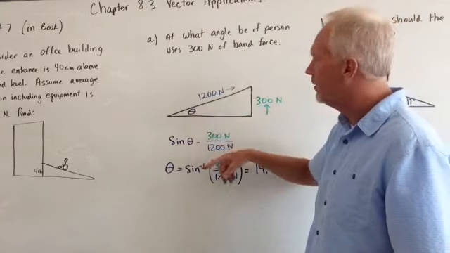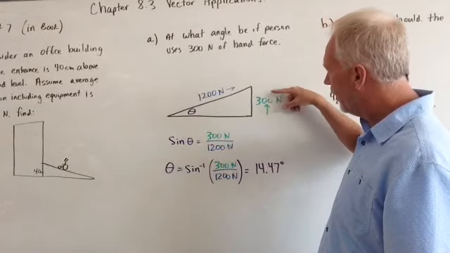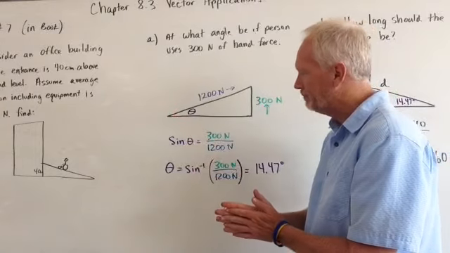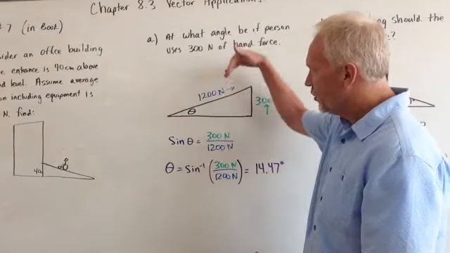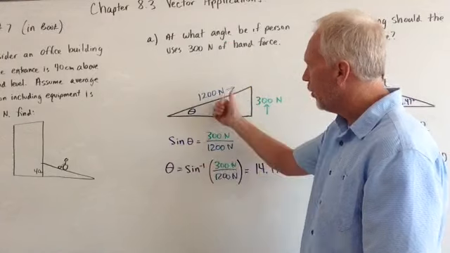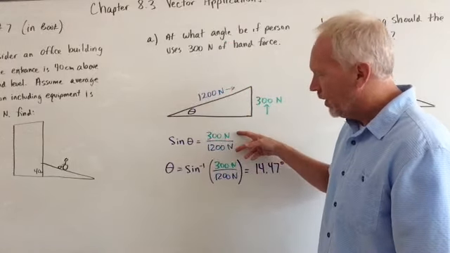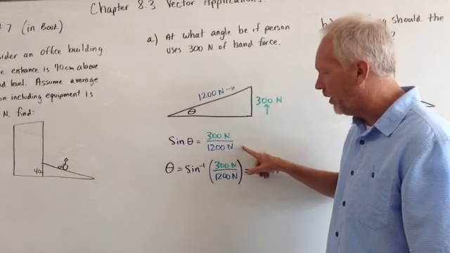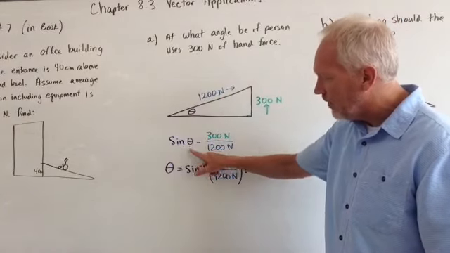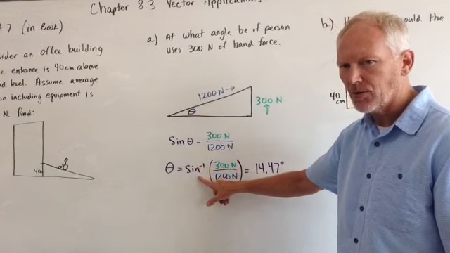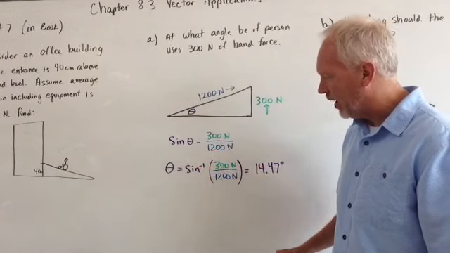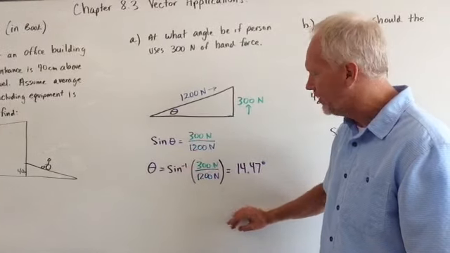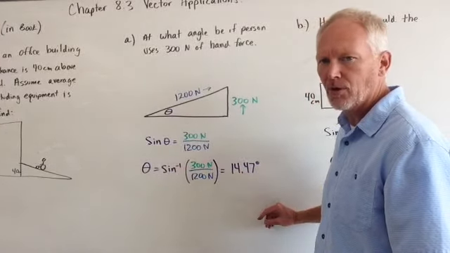So what is the angle if we have 300 newtons of hand force going up the ramp, but it's 1,200 newtons in the down direction, against it? So we can use sine here, sine of 300 newtons divided by 1,200 newtons. If I want to find the angle, I take the sine inverse, so sine inverse of 300 divided by 1,200, or the inverse sine of 0.25, will give us an angle of 14.47 degrees.